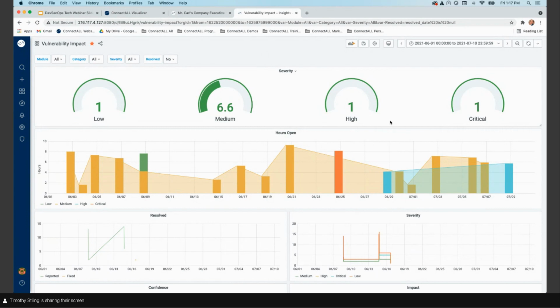It's good to see that our numbers of high and critical are pretty low, and we definitely want to reduce that number even further. But the medium seems like there's a lot of mediums lurking in our code base, and we should be taking a look at what's going on with that.